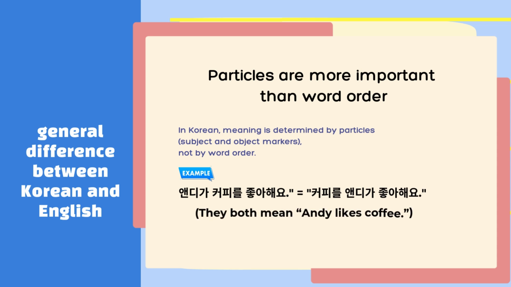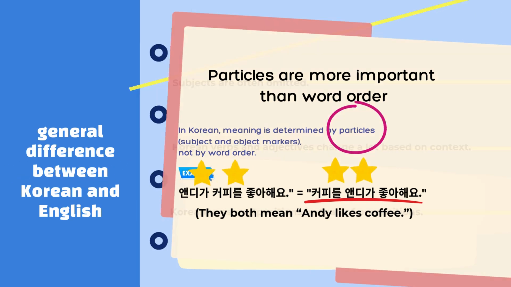We know Andy is the subject of the sentence, because the subject particle 가 is attached after Andy. And we also know coffee is the object of the sentence, since coffee has the object particle 를 after it. Also, 커피를 앤디가 좋아해요. The word order changes in this sentence, but the meaning stays the same. However, in English, Andy likes coffee and coffee likes Andy have completely different meanings. So, in English, word order determines meaning. But in Korean, particles indicate the role of each word.